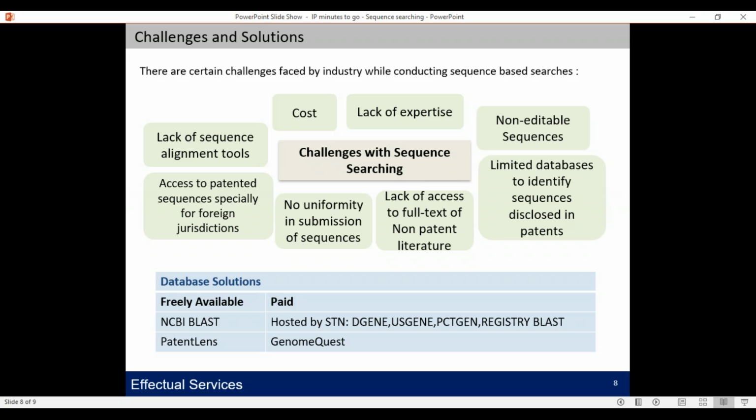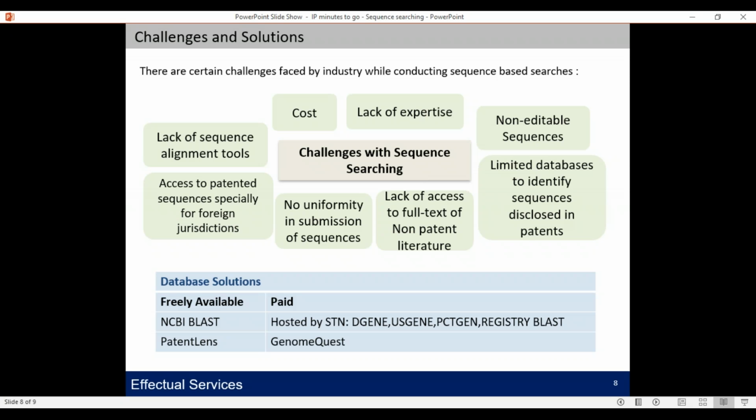Sequences present in the patents are in non-editable format, and there are only limited databases to identify sequences disclosed in patents. Generally, there's no uniformity in submission requirements. We can search NPL containing sequences, but access to full text is not available. It can be difficult to access patented sequences, especially in foreign jurisdictions, and there are very few sequence alignment tools.